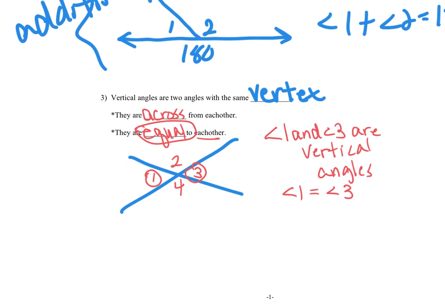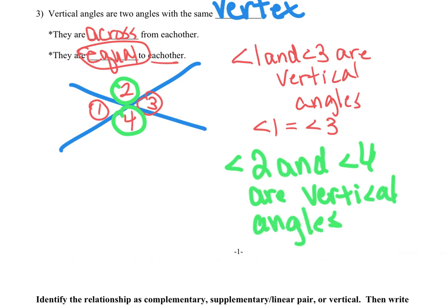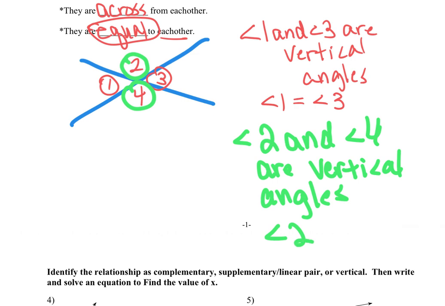Okay? And then the same idea here is if we have 2 and 4, they also share the same vertex, and they are also across from each other, which means angle 2 and angle 4 are vertical angles. And just like angles 1 and 3, angle 2 equals angle 4.